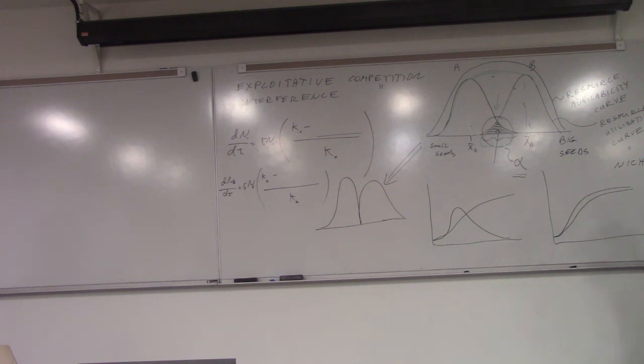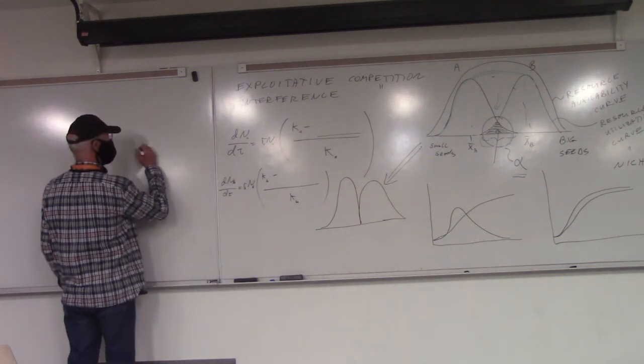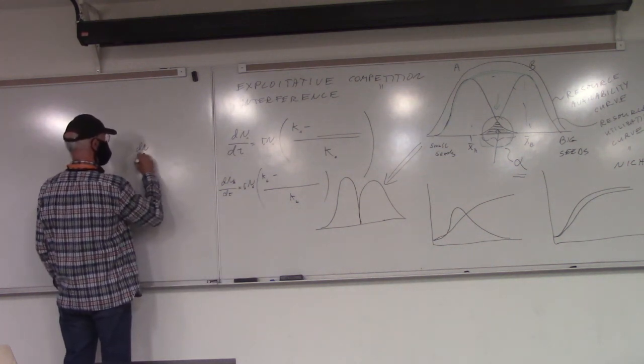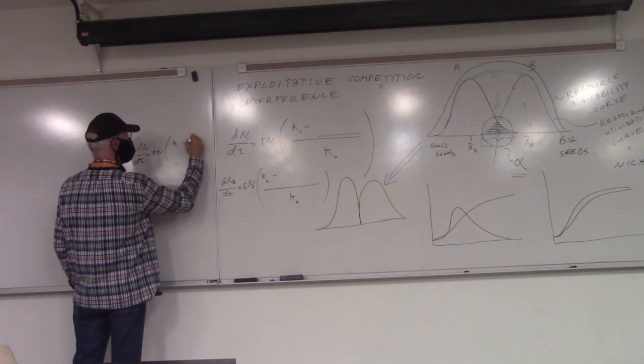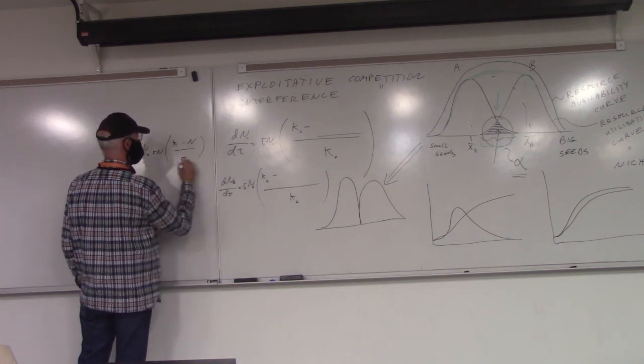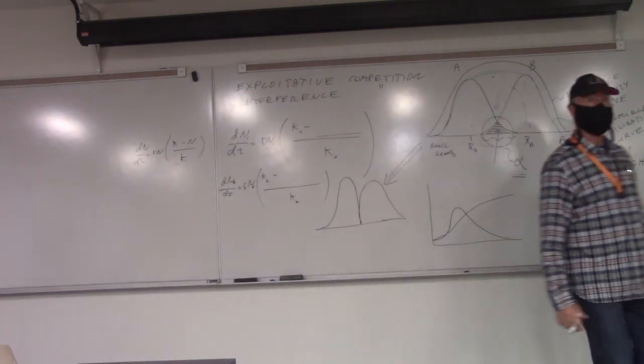Well, what did we have in there before? We were just talking about one species. dN/dt equals rN times (K minus N) over K. There's got to be something with N.